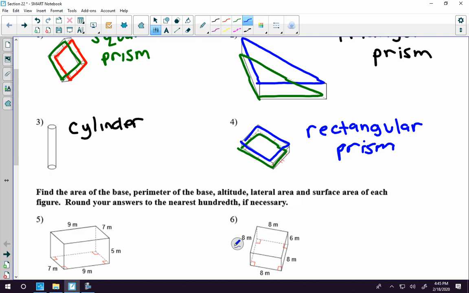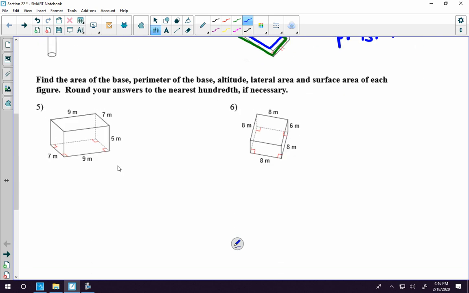Okay, in the next section, the directions read: find the area of the base, the perimeter of the base, the altitude, the lateral area, and the surface area of each figure. Round your answer to the nearest hundredth if necessary. First and foremost, number five, let's name this. I notice that the bottom here is a rectangle and the top is a rectangle. So this is going to be called the rectangular prism.